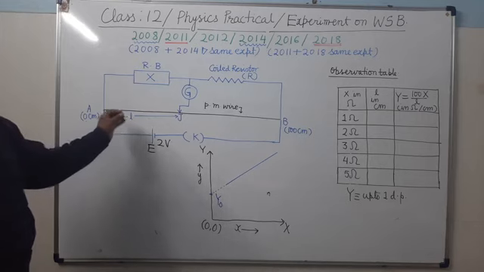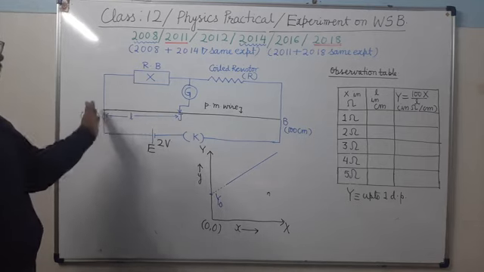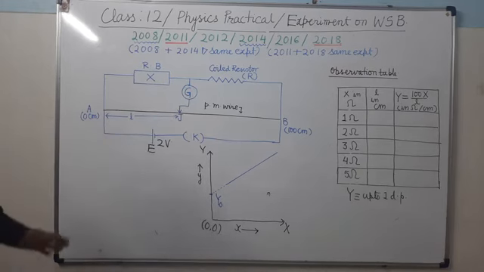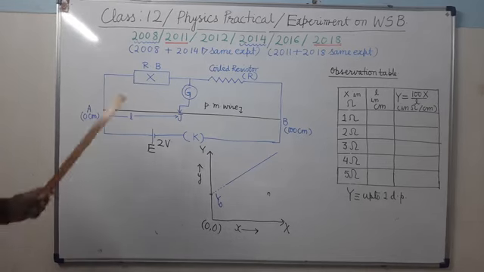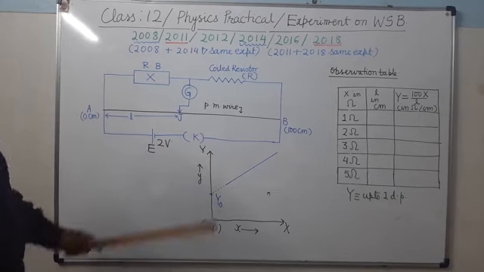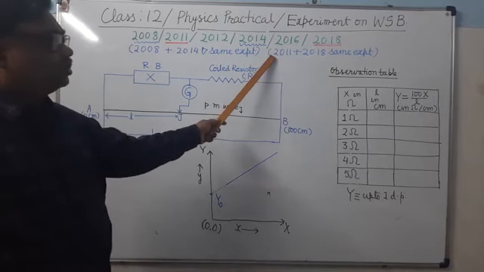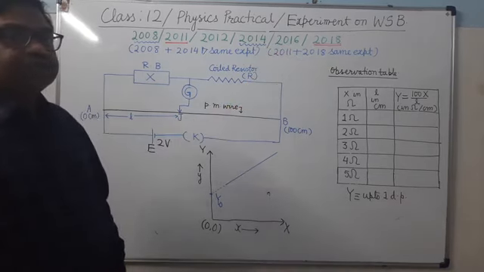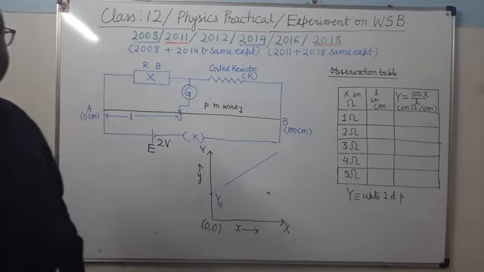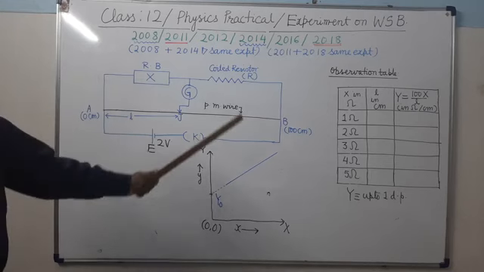It's clear? Here you will get this type of circuit diagram. If you see here, every year it was asked twice. One experiment has been asked twice, in 2008 and 2014. Then another experiment on Wheatstone bridge was also asked twice, in 2011 and 2018. But in all the experiments, the setup will be like this only.